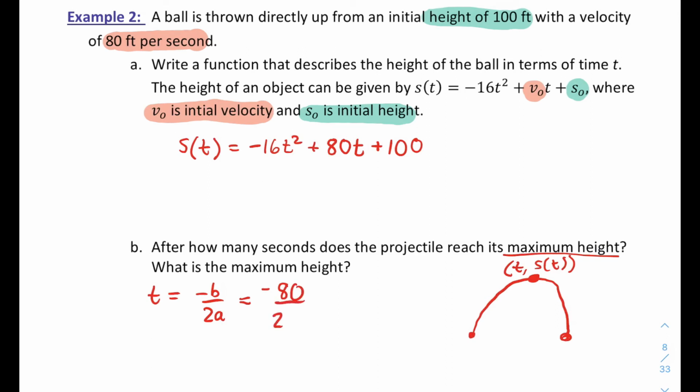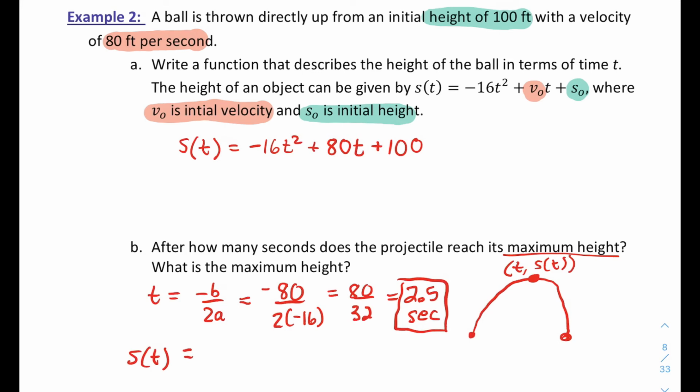If I plug in my values for a and b, I'm going to end up with 80 over 32, which is going to give me 2.5 seconds. So it reaches its maximum height after 2.5 seconds, and then if I want that maximum height, I need to plug 2.5 into my function. If I plug 2.5 seconds into the function that I wrote in part a, I'm going to end up with 200 feet as my maximum height.